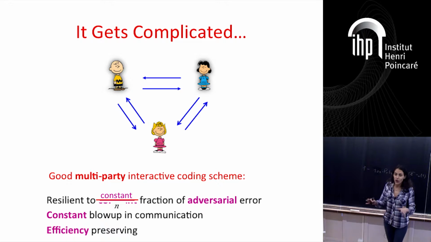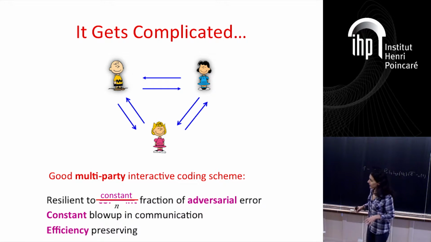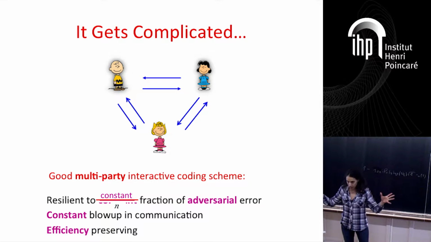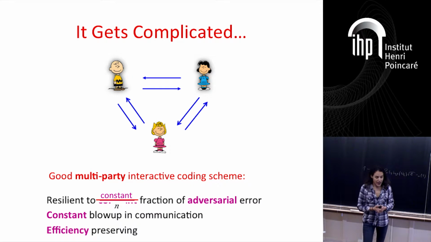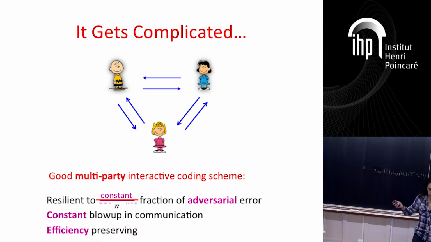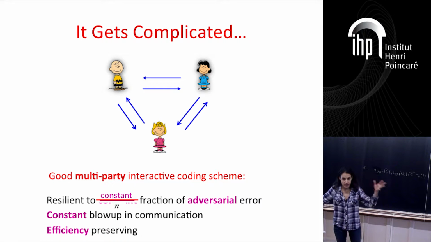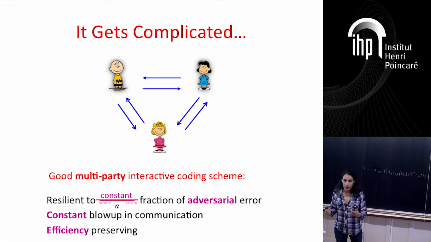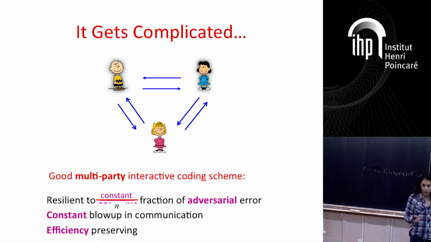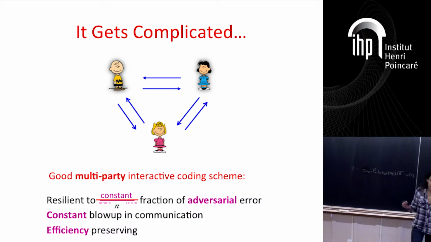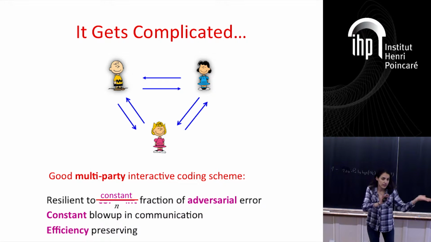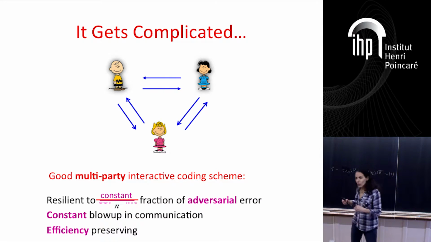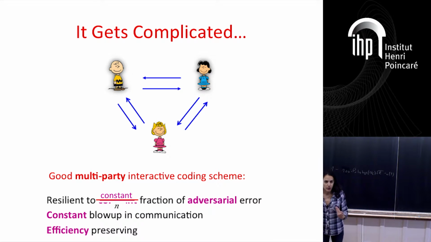In this talk, we're going to consider the multi-party setting. We have a bunch of players, n players, where we think of n as the number of players. They all talk to each other in some way, and I want to make sure that even if error occurs on this multi-party network, we can still correct it. So we want a good multi-party interactive coding scheme. And the question is, what is good in this setting? In the two-party setting, we defined good exactly as in the non-interactive setting. But what should be the gold standard in the multi-party setting?